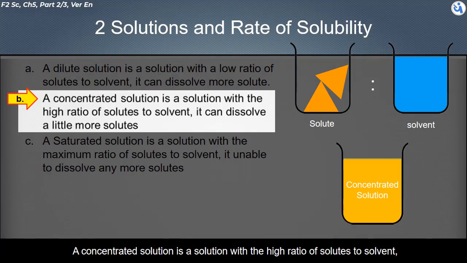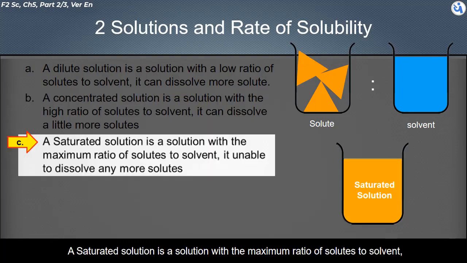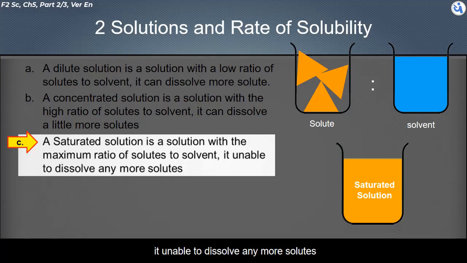A dilute solution is a solution with a low ratio of solutes to solvent, so it can dissolve more solute. A concentrated solution is a solution with a high ratio of solutes to solvent. It can dissolve a little more solutes. A saturated solution is a solution with the maximum ratio of solutes to solvent. It is unable to dissolve any more solutes.